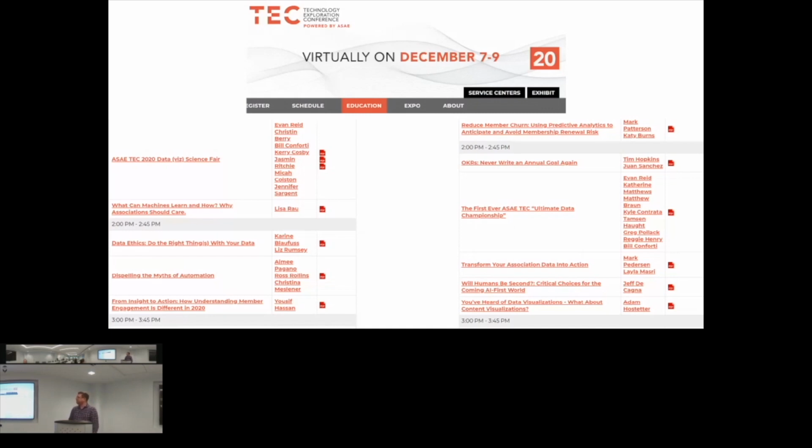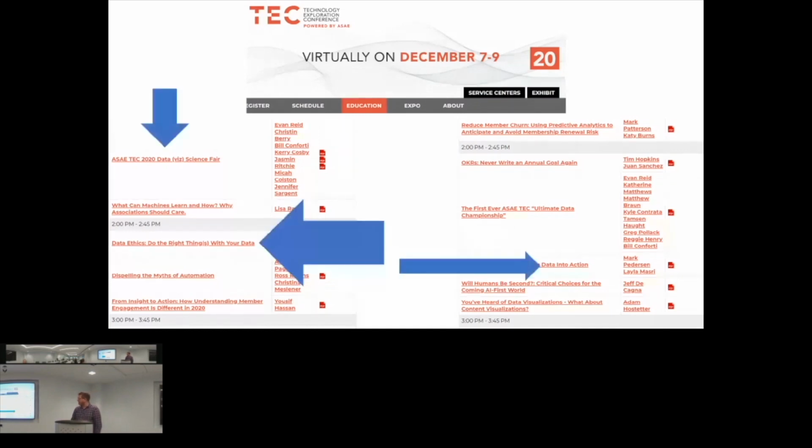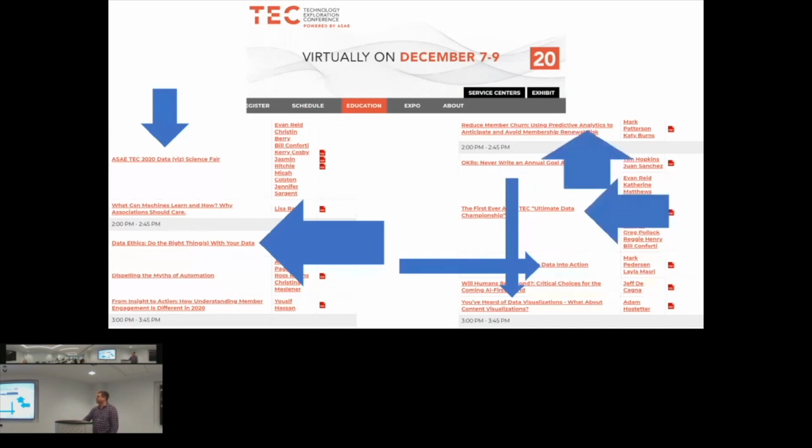So there was a data science fair. There was how do you have data ethics? There was putting data into action. There was data visualizations. There was predictive analytics. There was ultimate data challenge. There were all these data things happening at the tech conference. Now, why did they have all these things happening at the tech conference? Because they looked in their community and they noticed all of these tech people were talking about data. So they created content sessions that were highly relevant for those people.